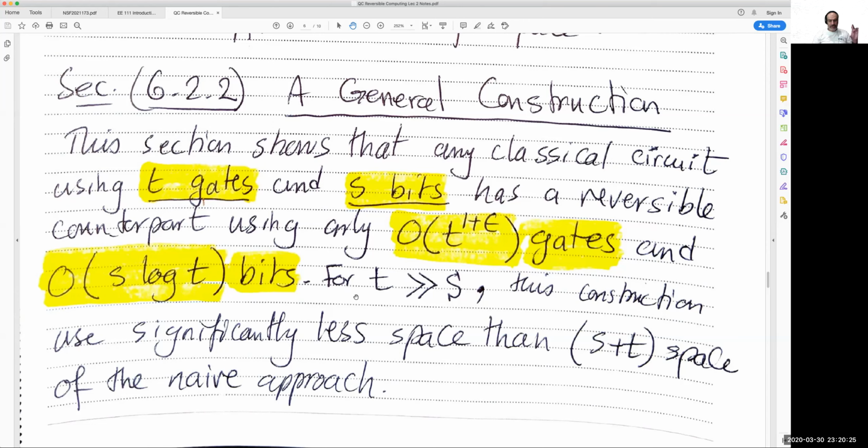So if T, the number of gates, is much larger than the number of bits S, then this construction would use significantly less space than S plus T, which is the naive approach. The naive approach basically does S plus T. So if T is much larger than S, then these upper bounds are much less than S plus T, because of the log of T times S, and T to the 1 plus epsilon, and if epsilon is small, then that's not significant.